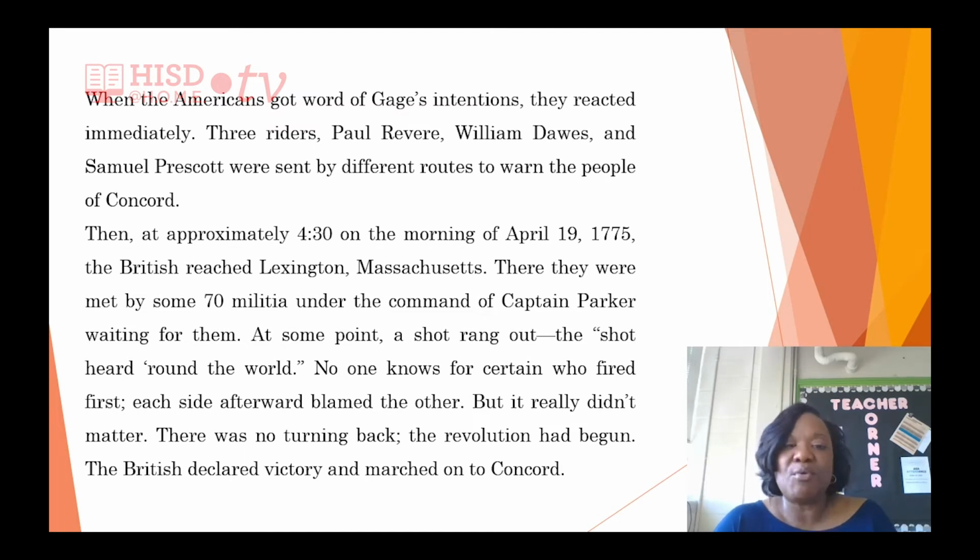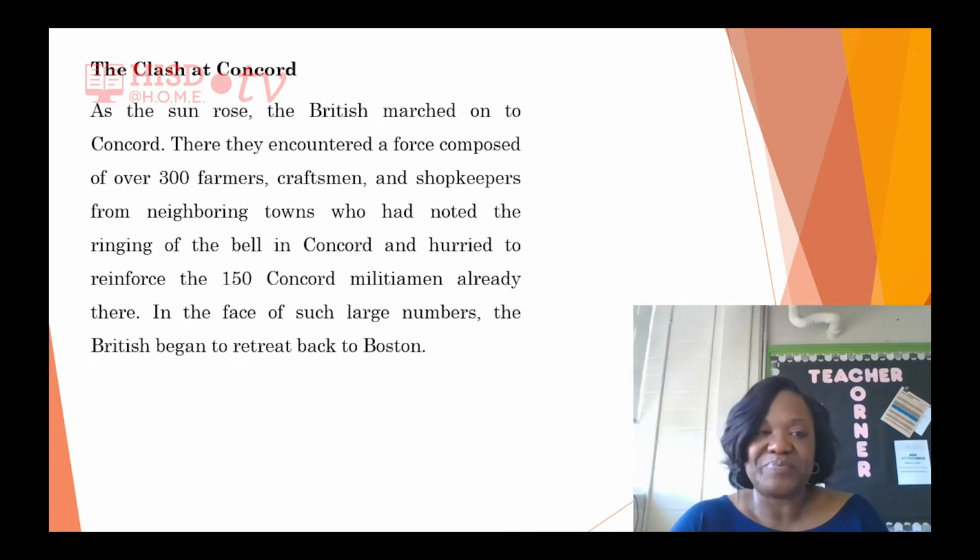At some point, a shot rang out, the shot heard around the world. No one knows for certain who fired first. Each side afterwards blamed the other. But it really didn't matter. There was no turning back. The revolution had begun. The British declared victory and marched on to Concord.